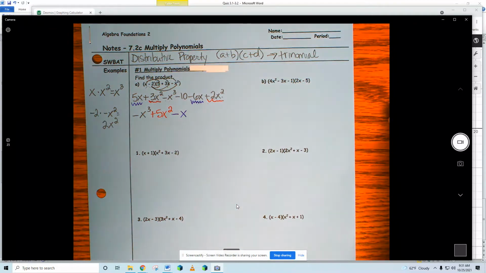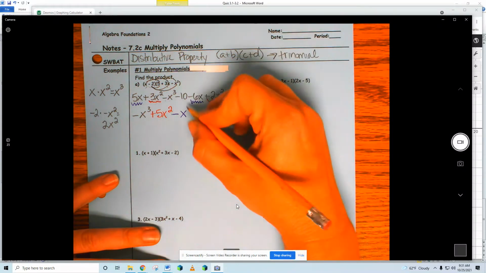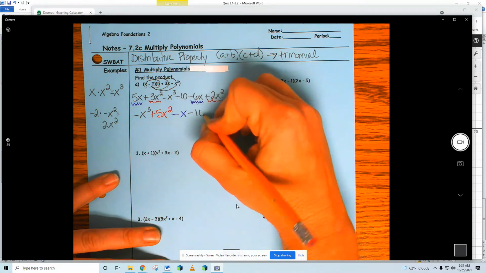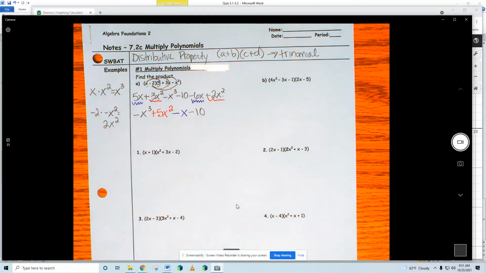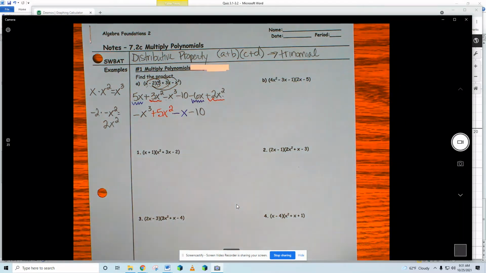And you guys, the 10's all alone. Nothing. Can't do anything. But it's a negative 10. Don't forget about the sign. This takes care. This takes time. You do not rush through this.